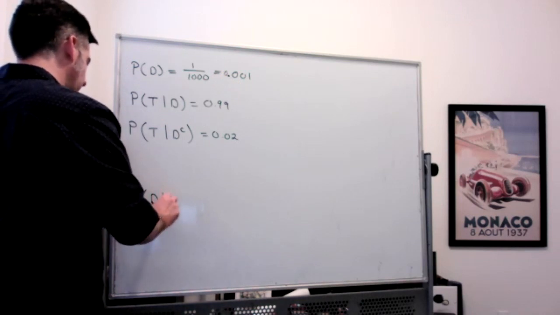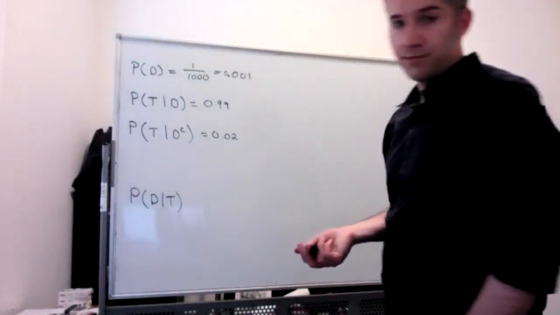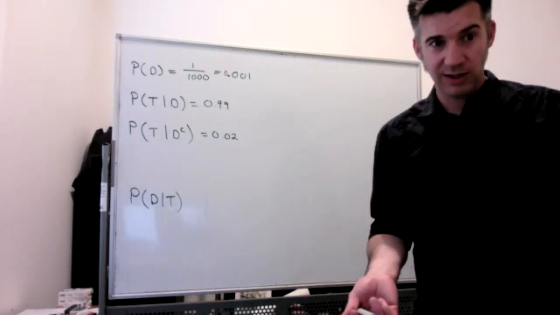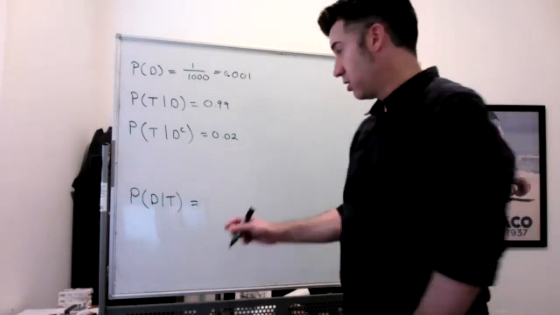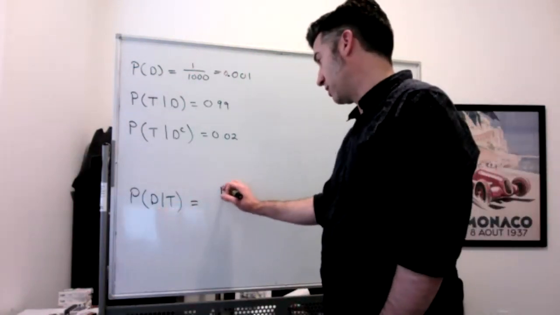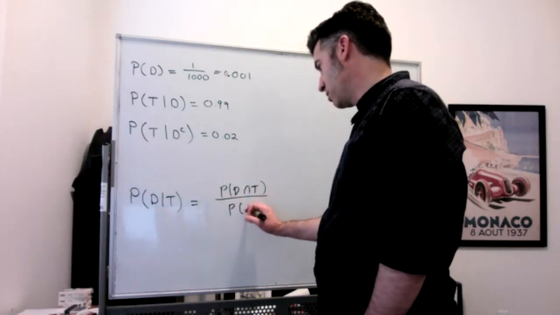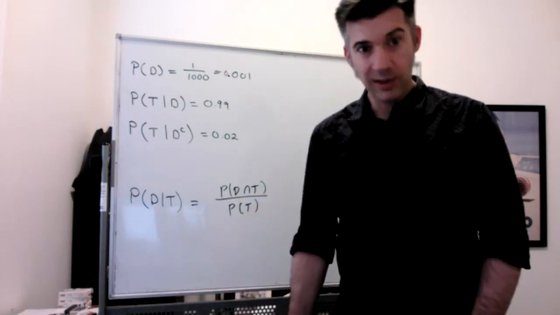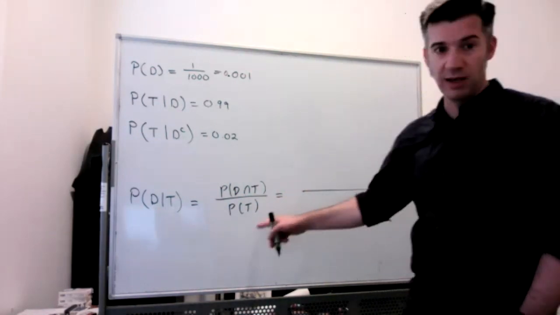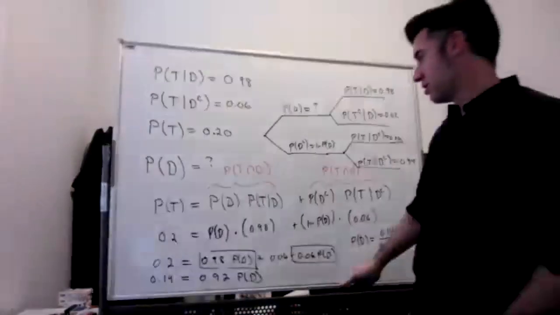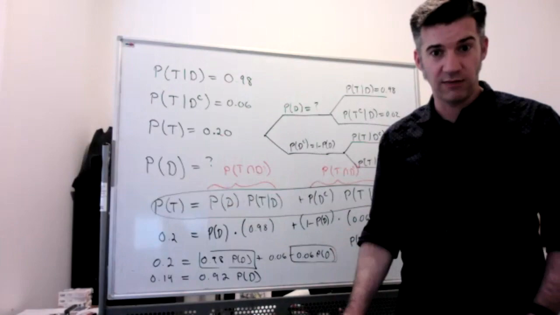So what we really want to answer here is what's the probability of having the disease given that there was a positive test. The way I usually think about this is just like the usual conditional probability formula. The probability of this given that is the probability that they both happen divided by the probability to test positive. Okay, we know how to find the probability to test positive, right? The probability to test positive is going to be all this. That's the formula for the probability of testing positive.